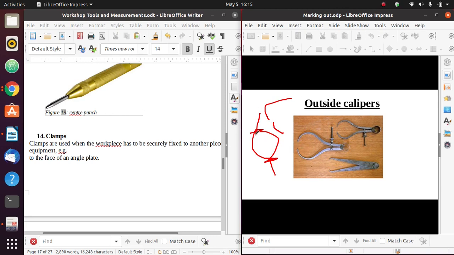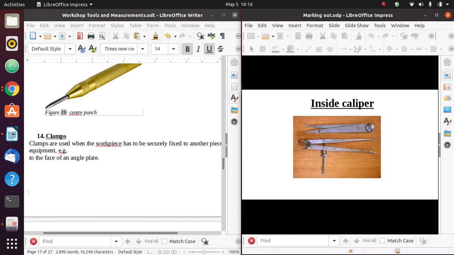Then we have inside calipers. As you can see, unlike the outside shape, the legs are pointing to the outside. So we have the spring type and the ordinary type. Now we use these inside calipers to measure internal dimensions, for example of a cylindrical bar that has a hole. It is hollow in nature, and I want to measure the internal diameter.